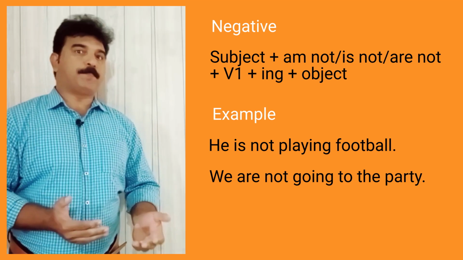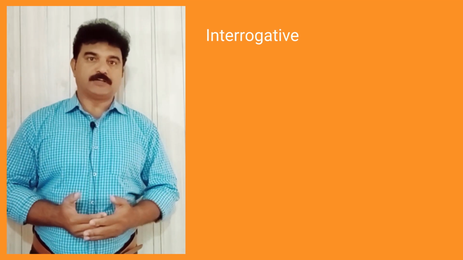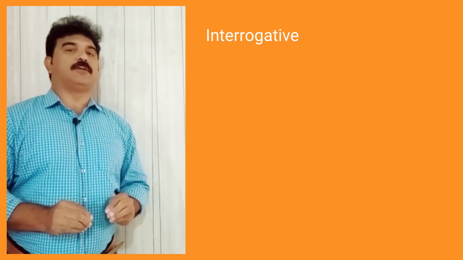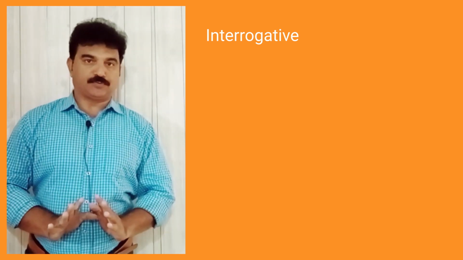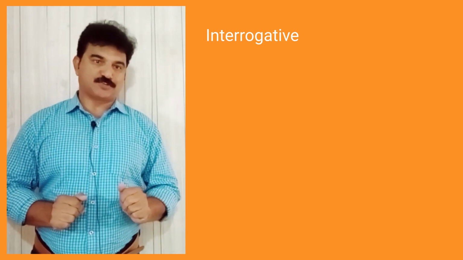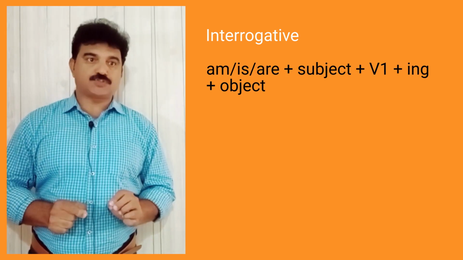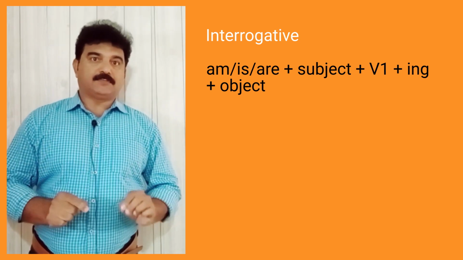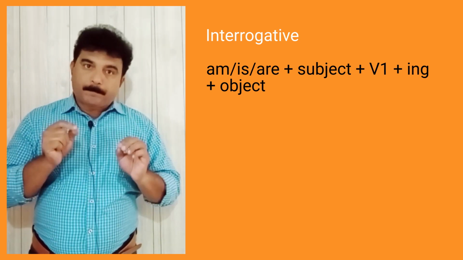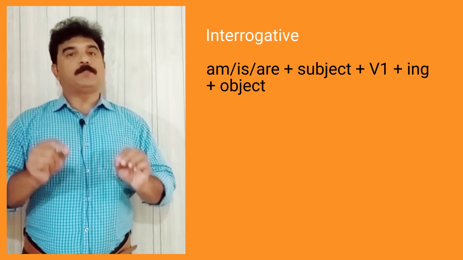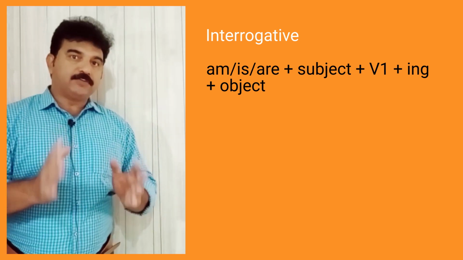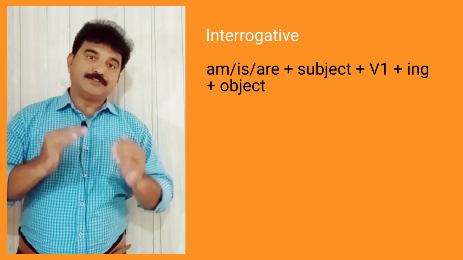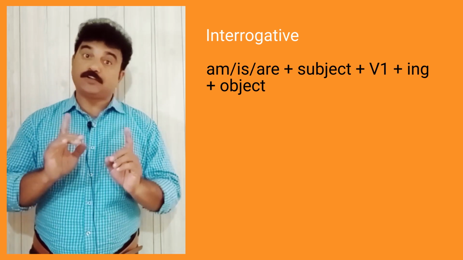Okay, and the third part of present continuous tense is the interrogative sentence. How to make questions in present continuous tense. There is also a basic structure for that. So what is the basic structure? Am, is or are plus subject plus V1 plus ing plus object. So please do learn this basic structure to use the interrogative sentence in present continuous tense without mistake.